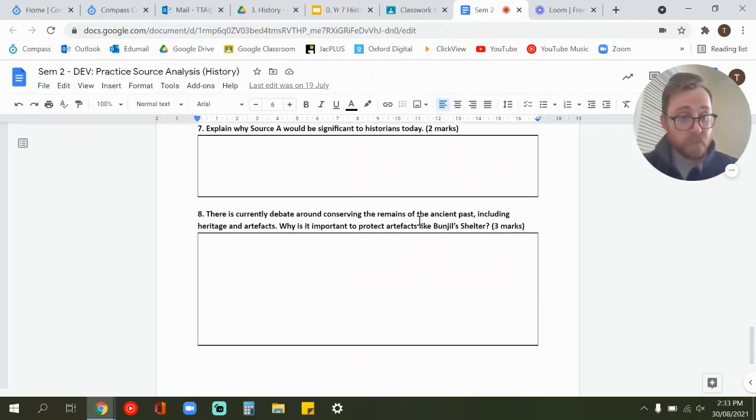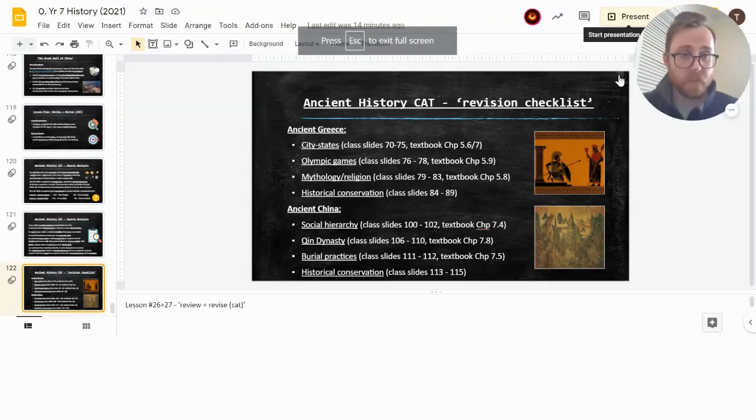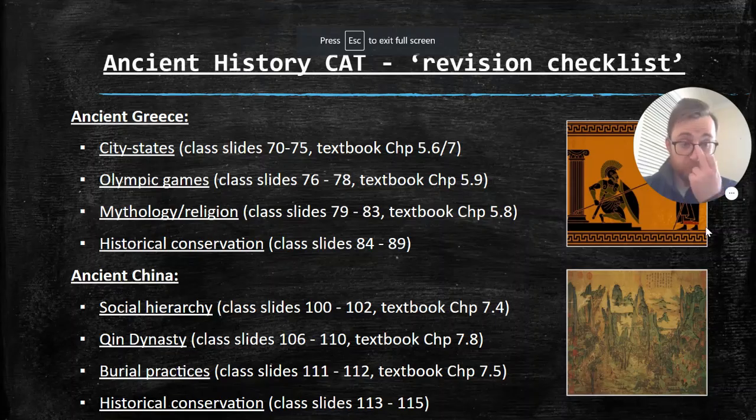And then that's our conservation question that we looked at in ancient Australia. So if you're struggling with that dot point in our revision checklist, go back and have a look at what you wrote for question 8. And that might give you some ideas of where to improve.